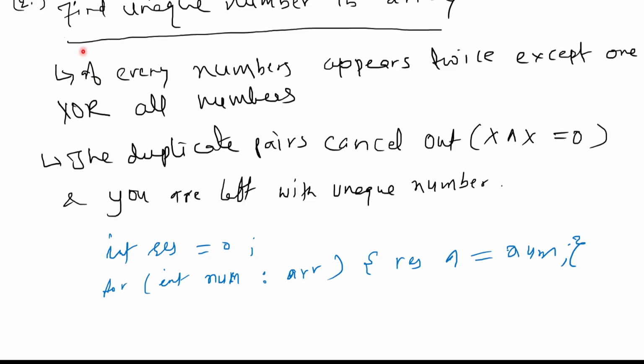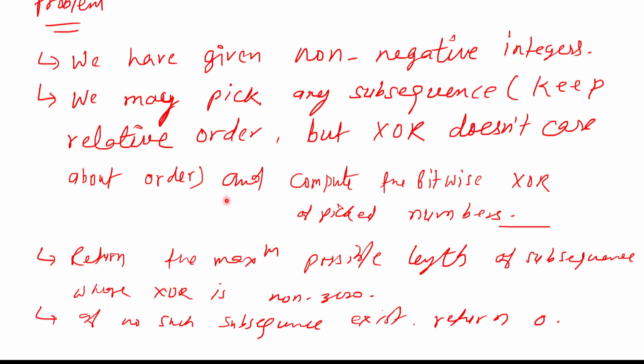When we talk about finding the unique number in the array, then obviously we will use the XOR operation. If every number appears twice except one, and you want to find the unique number, in that case you will also use the XOR. The duplicate pairs cancel out in XOR. Suppose X and X, you will get 0 and you are left with the unique number. So you just take the result as 0, make a for loop over the elements, and do XOR equal to nums, and you will get the resultant. I'm not diverting from the main question, we'll come back here, don't worry.